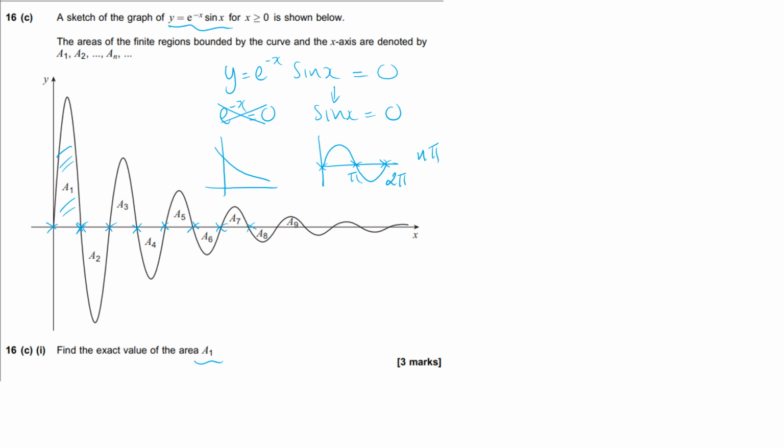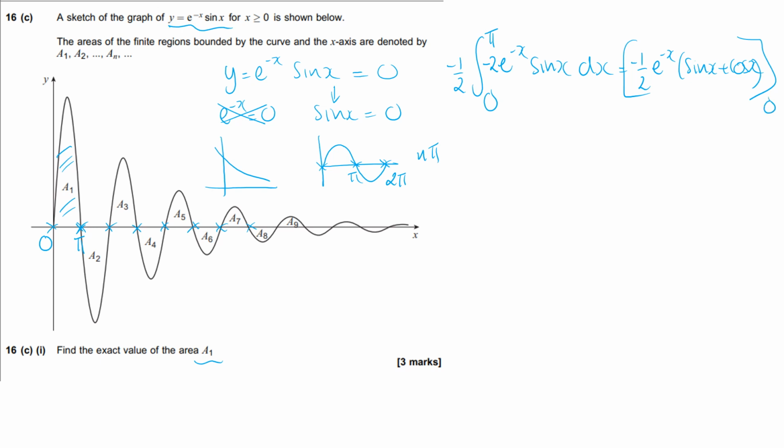Now for area 1, we're just going between 0 and pi. So we need to do the integral from 0 to pi of e to the minus x sine x. From part A and B, we know that if we put a minus 2 there and a minus a half, the integral is going to be minus a half e to the minus x sine x plus cos x. And then just put our limits in, no plus c now because we've got a definite integral.